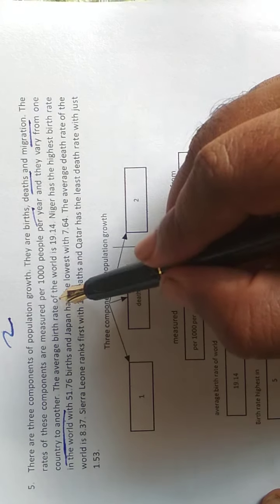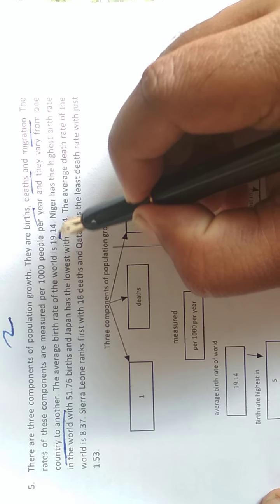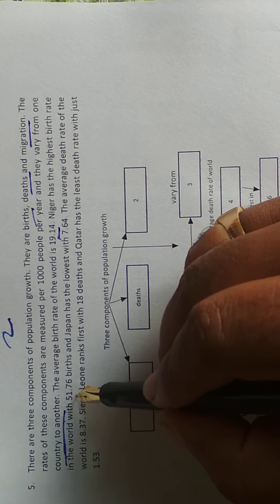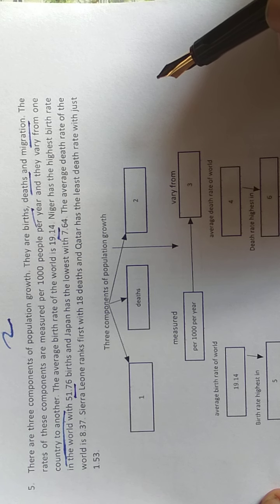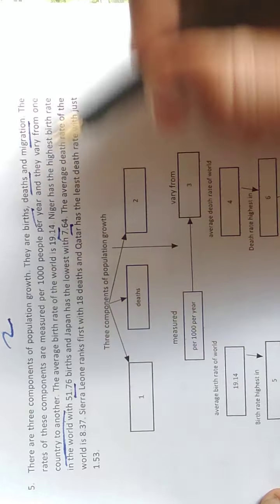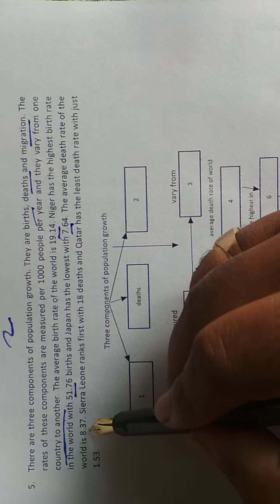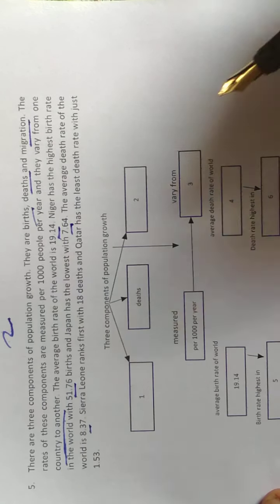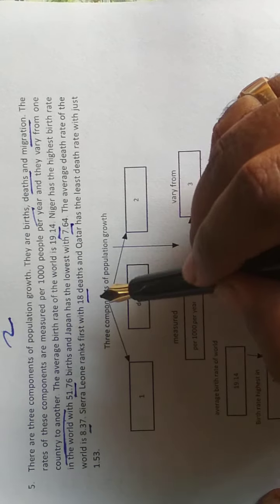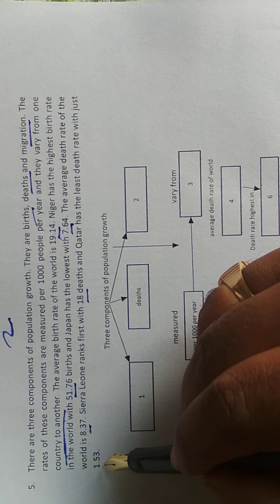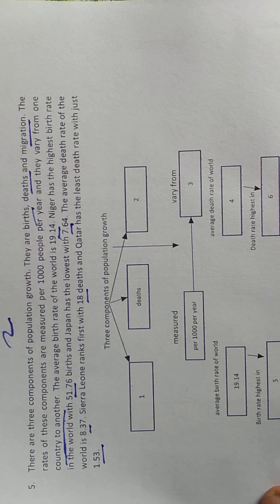The average birth rate of the world is 19.14. Nigeria has the highest birth rate in the world with 51.76, and Japan has the lowest with 7.64. The average death rate of the world is 8.37. Sierra Leone ranks first with 18 deaths, and Qatar has the least death rate with just 1.53. So this is the given paragraph for you, the second example.